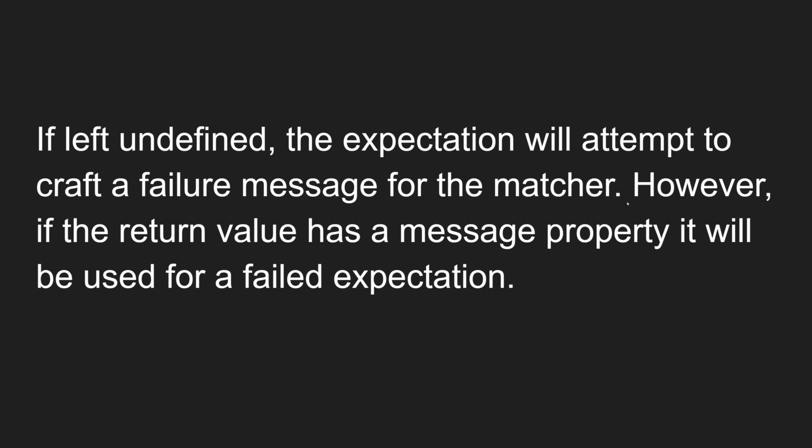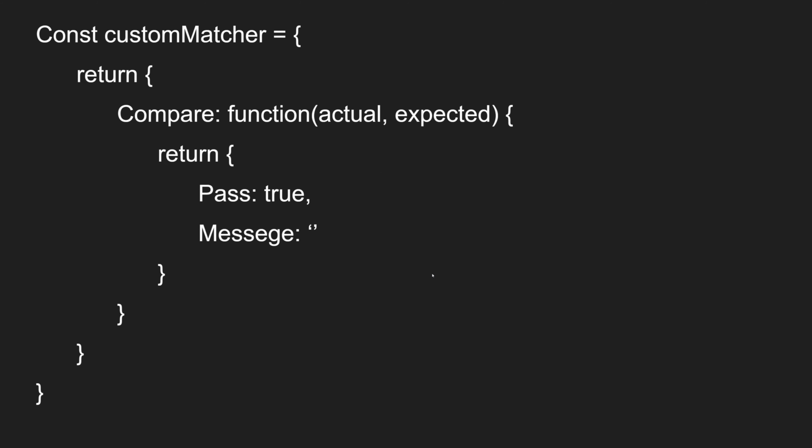However, if the return value has a message property along with the pass property, that message will be displayed as a failed expectation. For example, let's say you have written an expectation and it has failed, so the spec has to show some message on why it failed. If in the compare function, along with the pass property, you pass the message property also, that message will be shown as the failure message. This is what we tried to explain.